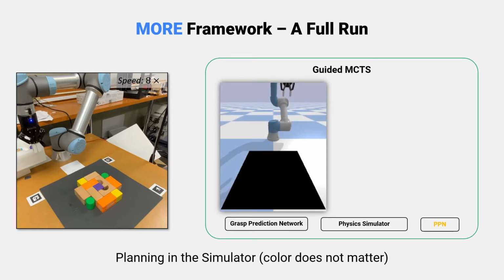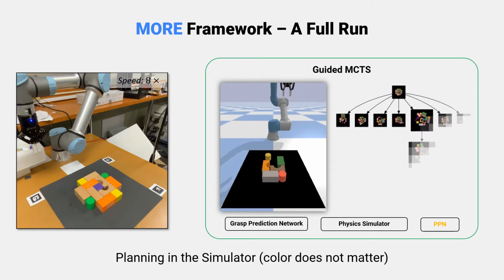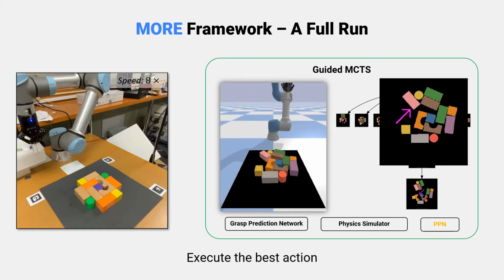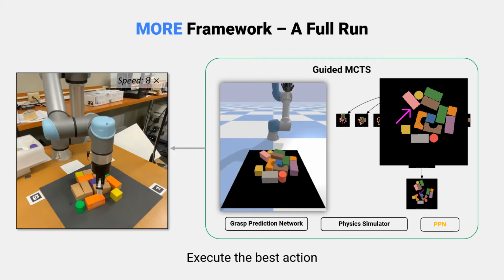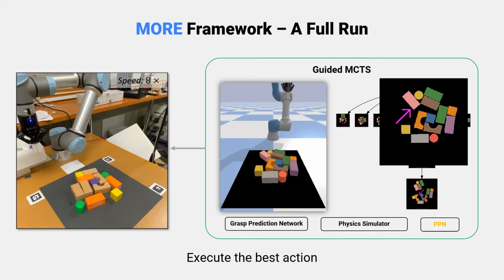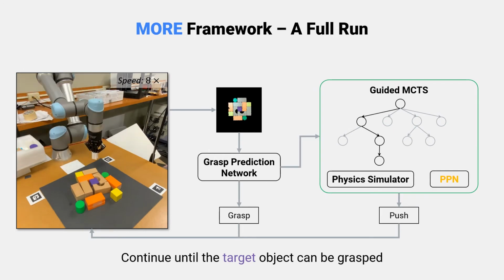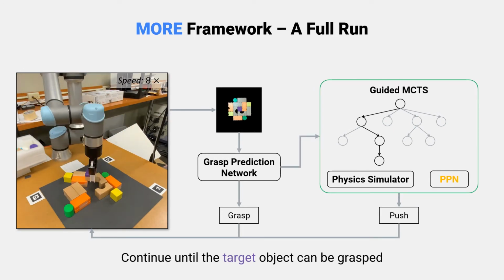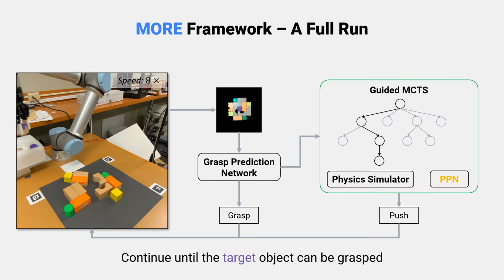Then, we plan in the simulator. As the push prediction network prioritizes actions, we only need to explore a small number of states to provide a high-quality solution. The color of objects does not matter here. Now, the cubic target object is free for grasping. Next, the best action is executed on the real robot. Because the sim-to-real gap is still there, we need to iteratively repeat this process until the target object can be grasped in the real world.